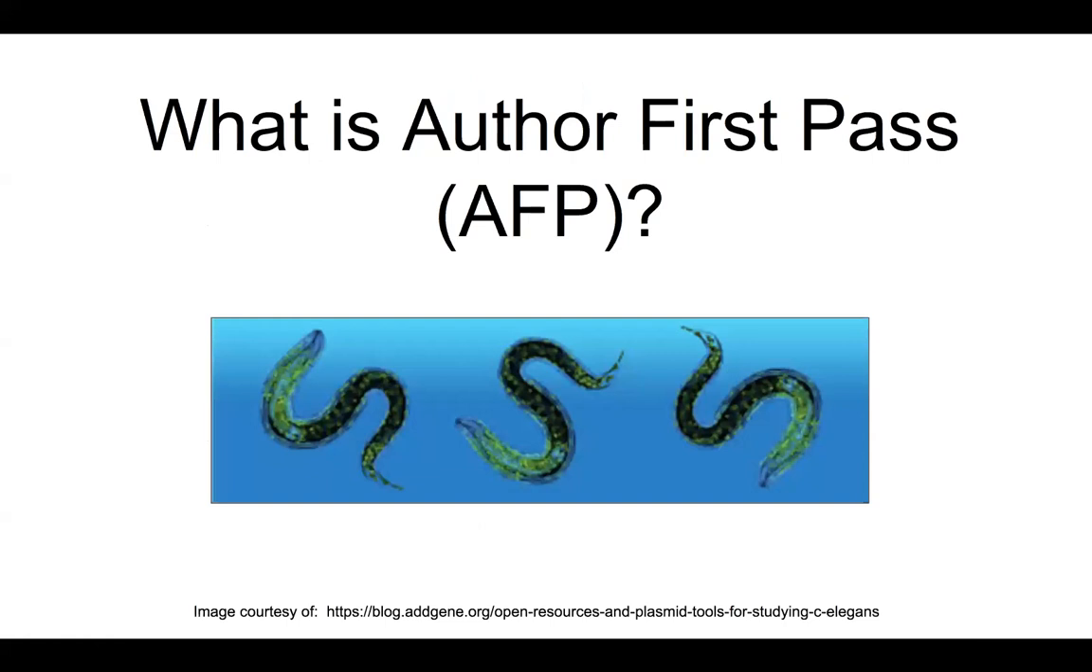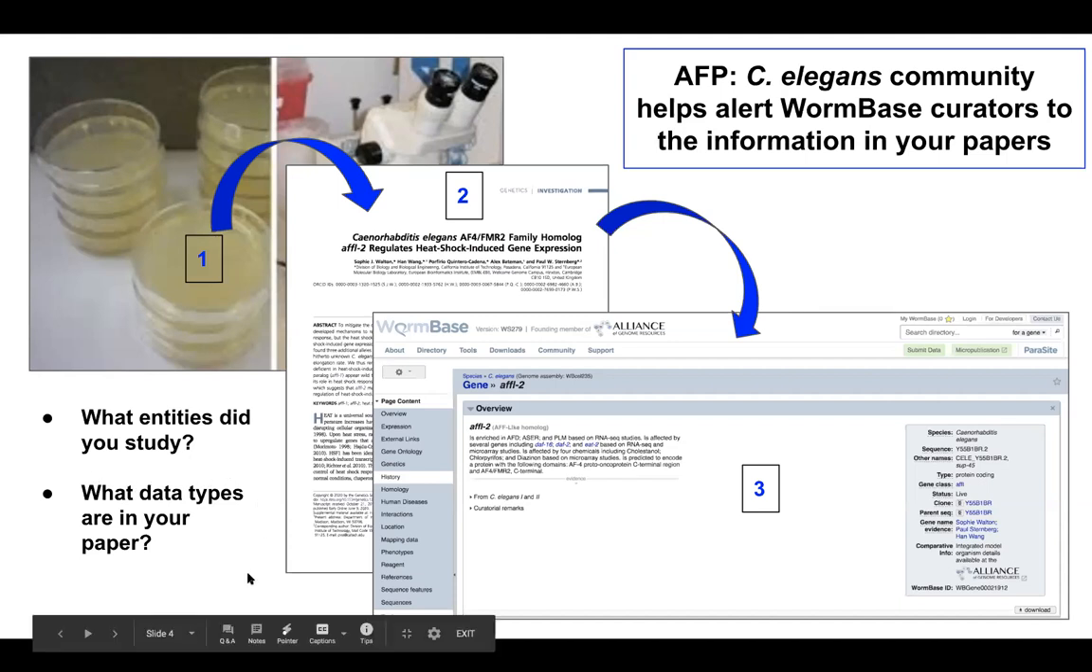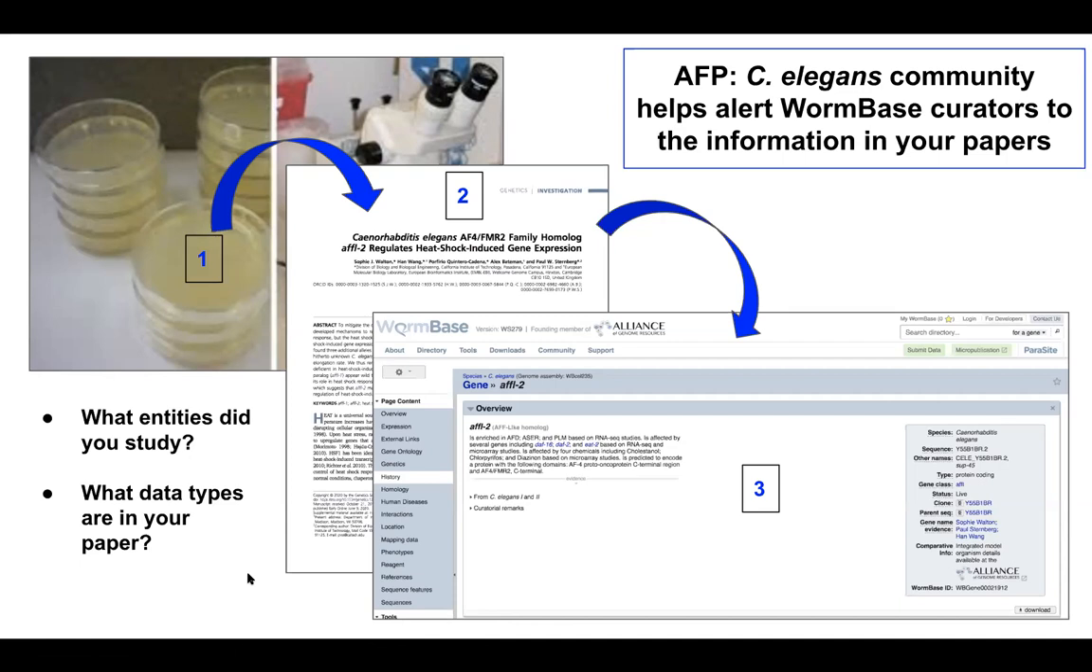So what is Author First Pass, or as we sometimes refer to it at WormBase, AFP? Author First Pass is really a way for the C. elegans community to help alert WormBase curators to the information that is in your papers. So you've been working really hard in the lab and you've written up your results, your paper's been accepted and published, and you'd like to get your results into WormBase as quickly as possible, and we would too. So there are some key pieces of information that will help us do that. And that is, what entities did you study in your paper and what data types?